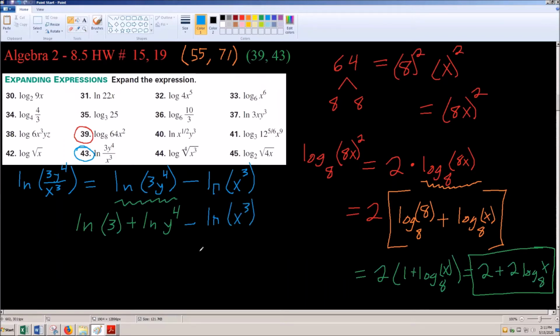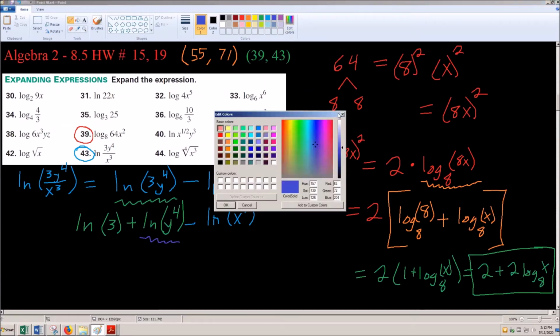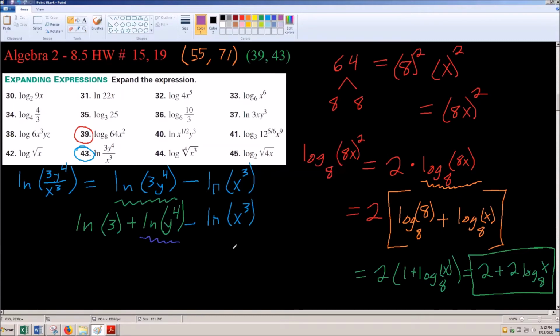X to the 3rd. So looking at this now, I want to identify my next step, which is going to come from whatever my exponents are. So I see that I have an exponent with this thing, and I have an exponent with this thing. So this is pretty much done. That's going to stay natural log 3.